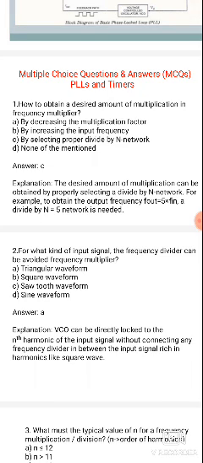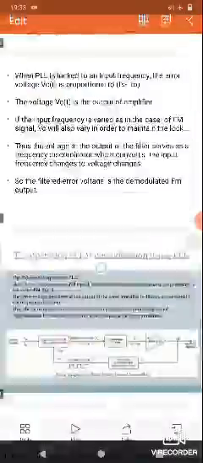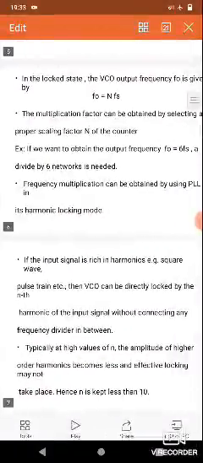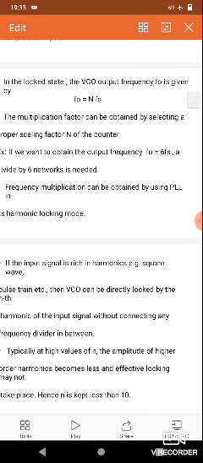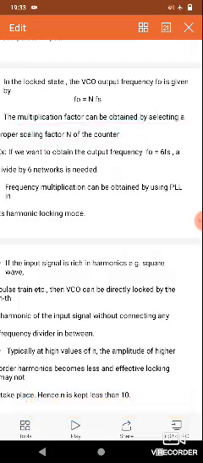Let us discuss how to obtain a desired amount of multiplication in a frequency multiplier. How can we get the desired amount of multiplication? By decreasing the multiplication factor, increasing the input frequency, selecting the proper divide by n network, or none of the mentioned. We just discussed that the multiplication factor can be obtained by selecting the proper scaling factor of the n counter. This is the answer. The multiplication depends on the proper scaling of the n counter.